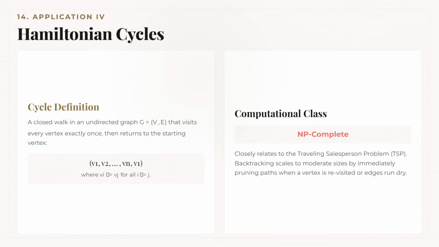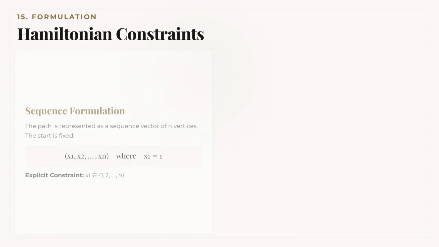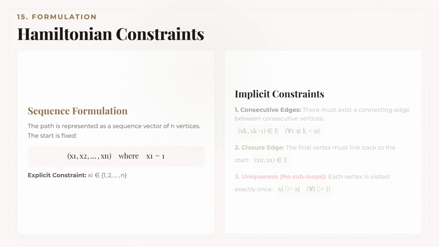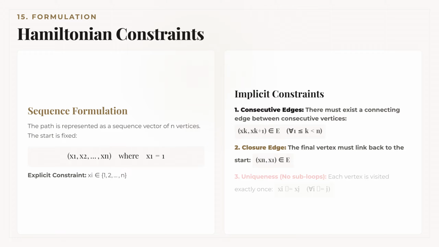Backtracking provides a natural solution. We start from a fixed vertex. Then we choose the next vertex among its neighbors. Before accepting a vertex, we check 3 conditions. First, there must be an edge connecting it to the previous vertex. Second, the vertex should not have been visited before. Third, if it is the last vertex in the path, it must have an edge back to the starting vertex. If any of these conditions fail, we reject the choice immediately.